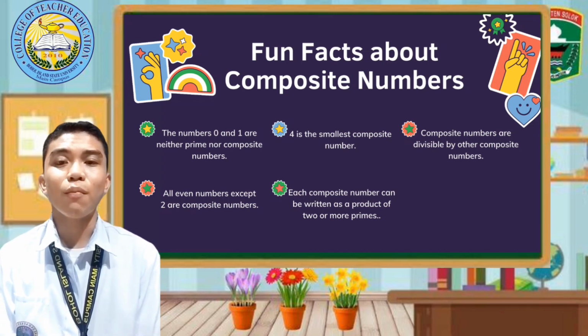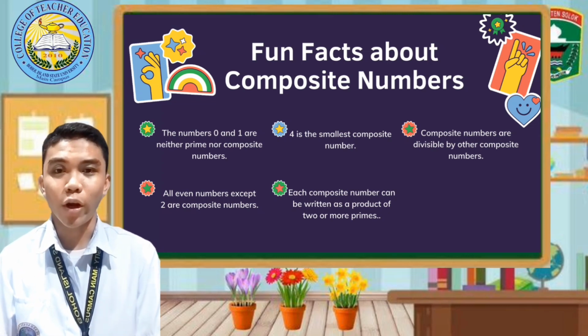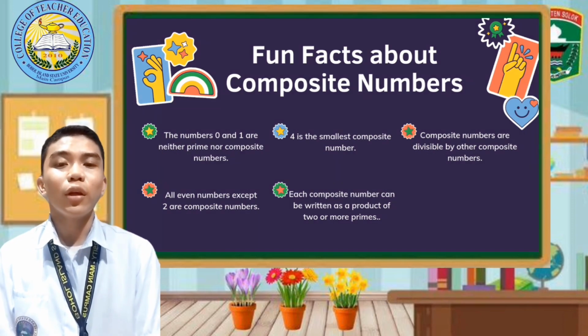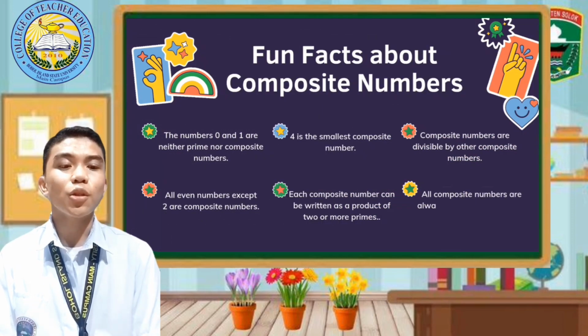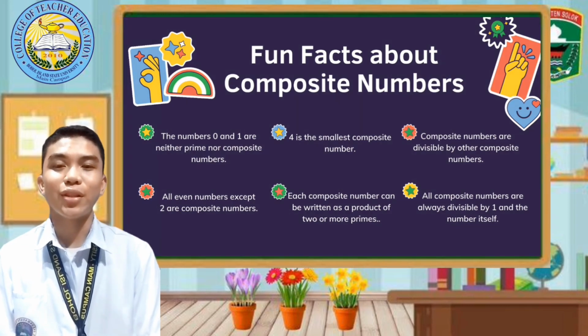For example, the composite number 8 can be divided by a composite number which is 4. Lastly, all composite numbers are always divisible by 1 and the number itself.